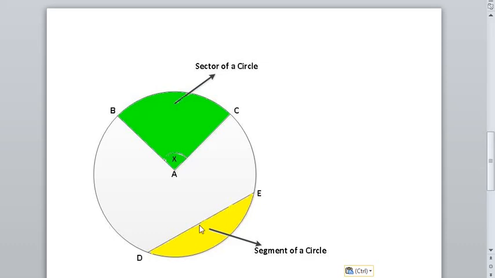Which is cut from the circle by a chord, right? And sector means it's a pizza slice. When we eat a pizza, these are the slices of pizza, right? So that is always a sector. Okay, so this is a segment.